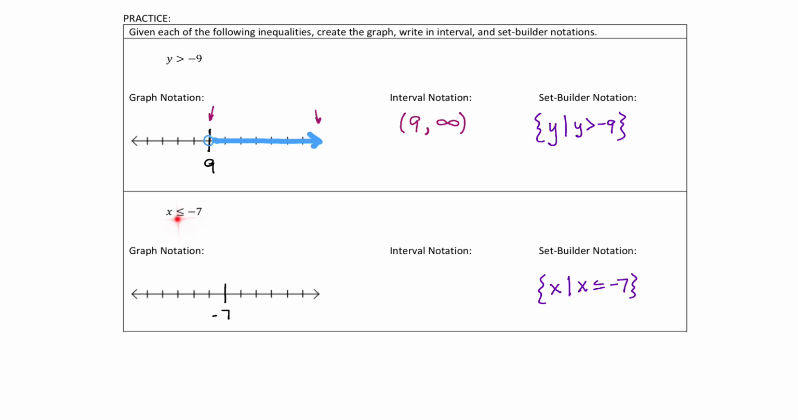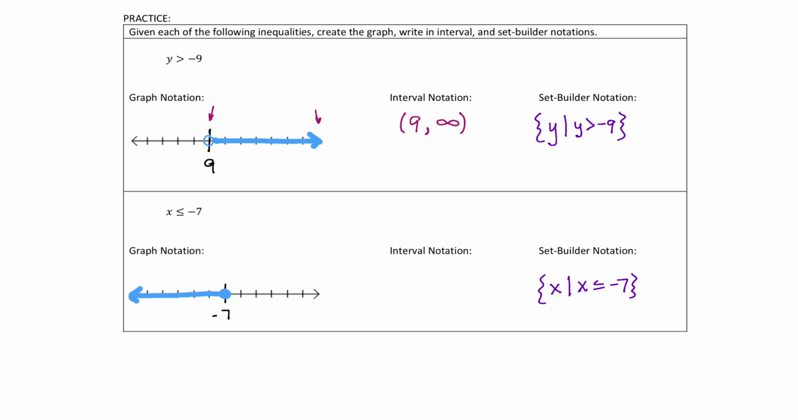Okay, now this one does have an equal to line there, right? This is a less than or equal to symbol. So that means the circle at -7 is filled in because it can equal -7. Okay, and now this symbol points to the left, so our blue line goes to the left. Graph notation is done.